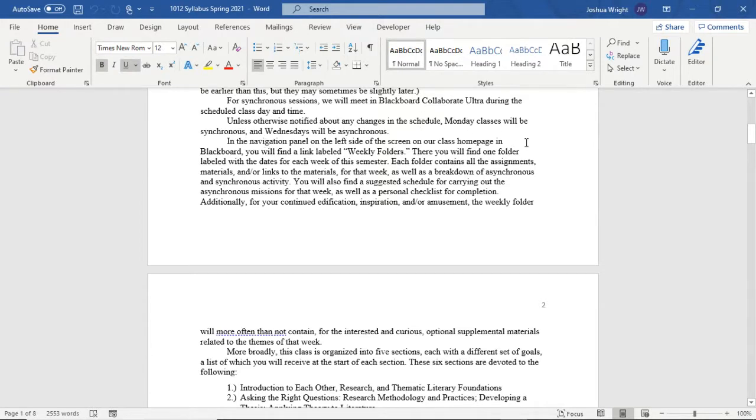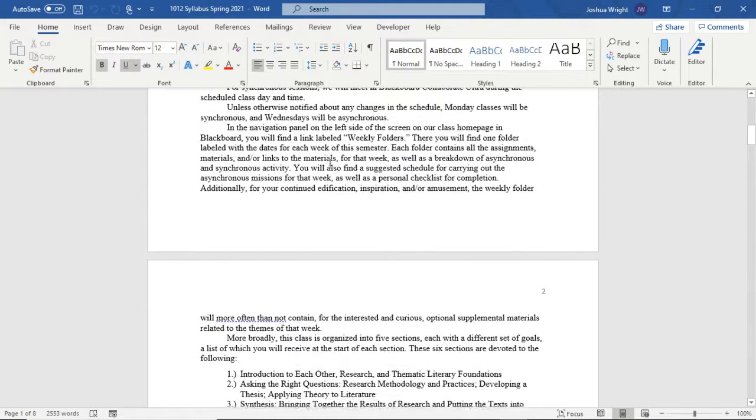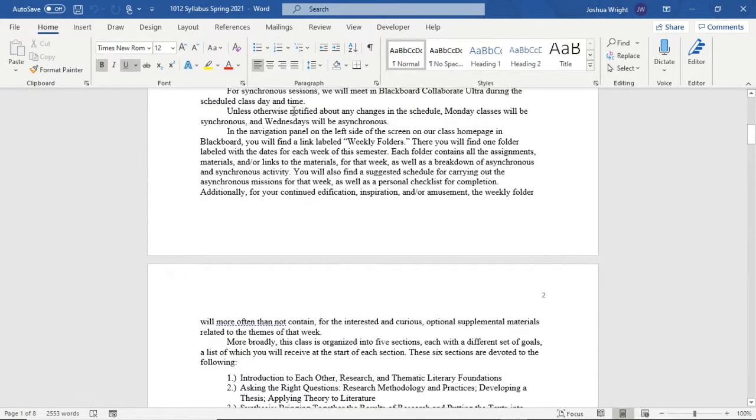For synchronous sessions, we will meet in Blackboard Collaborate Ultra as we did on Monday on our first class, and unless otherwise notified about any changes in the schedule, Mondays will always be synchronous, and Wednesdays will always be asynchronous. The only time that'll ever change is if something extenuating happens. Let's say something happens with my computer, where we can't have a synchronous session on Monday. That would be the only time that I would ever switch, but I don't really foresee that happening. So expect Mondays to always be synchronous and Wednesdays to always be asynchronous.